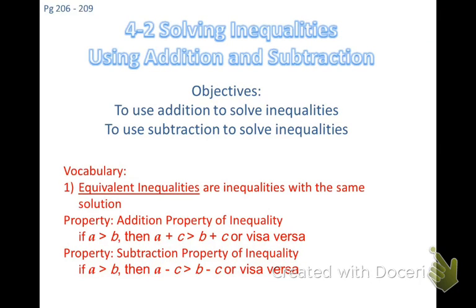Today's lesson is solving inequalities using addition and subtraction. We're going to use addition to solve inequalities, and we're going to use subtraction to solve inequalities. Equivalent inequalities are inequalities with the same solution.